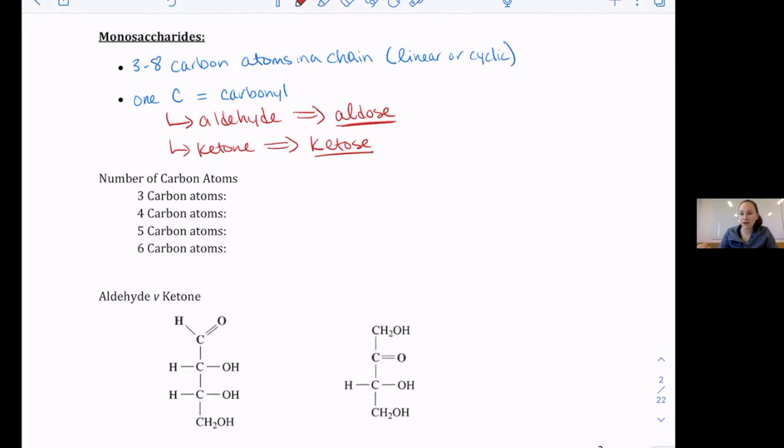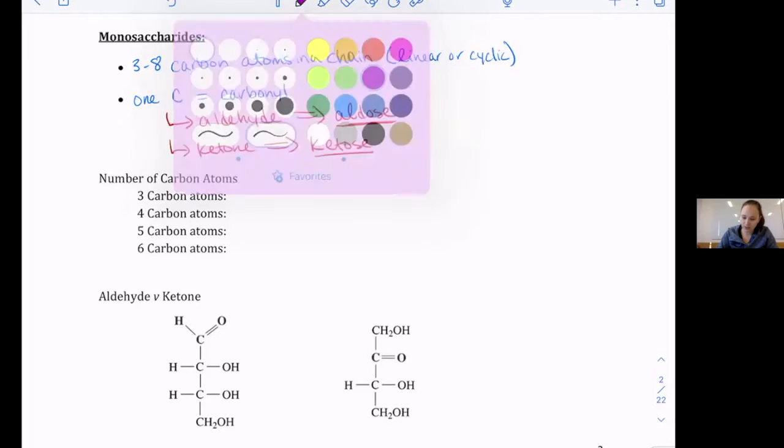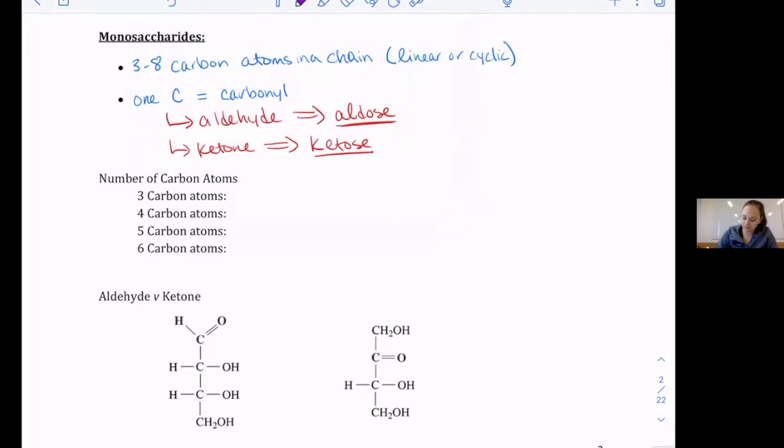You'll notice that I'm saying ose at the end of these. Whenever we have a sugar, the ending of the word is typically going to be ose. And we'll see right now when we're classifying these that you keep that ose at the end to signify that you're talking about a carbohydrate or a sugar.